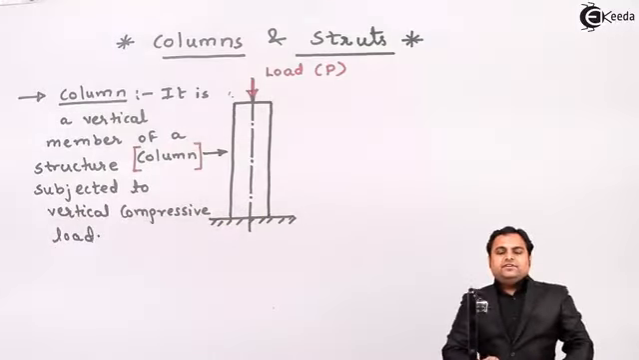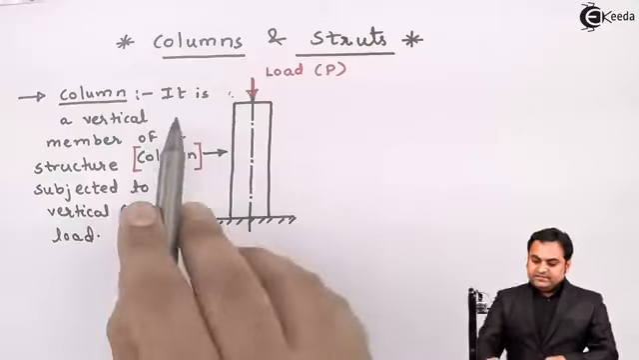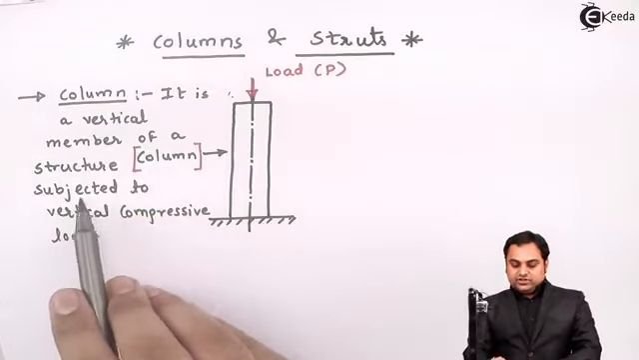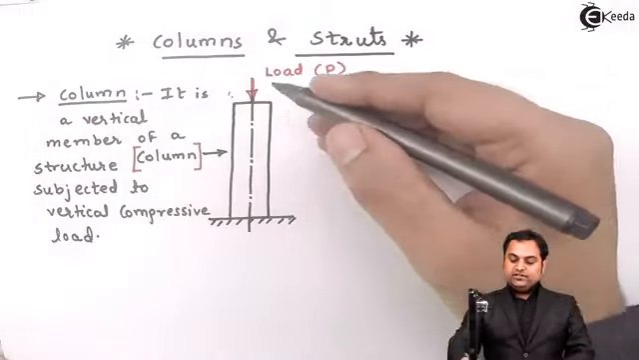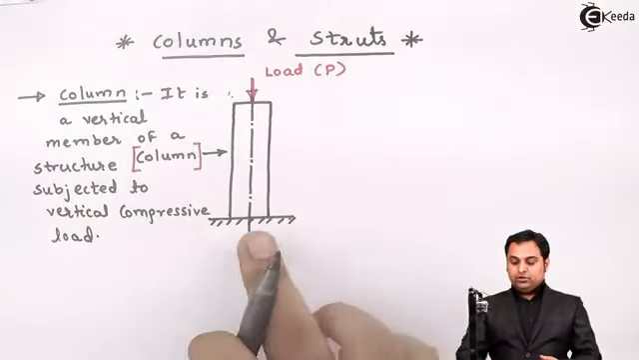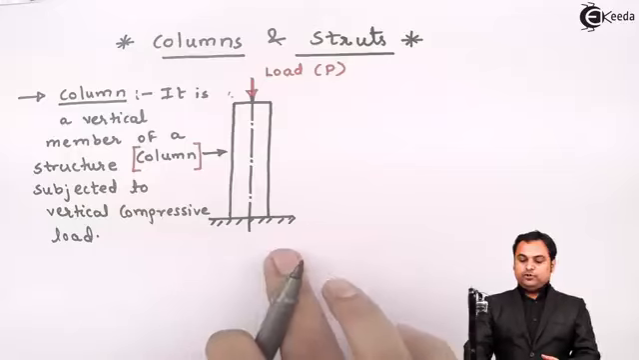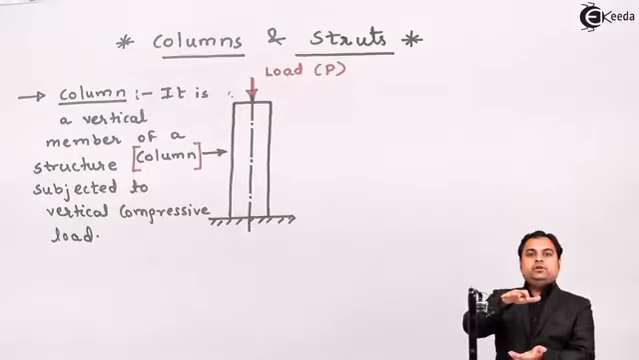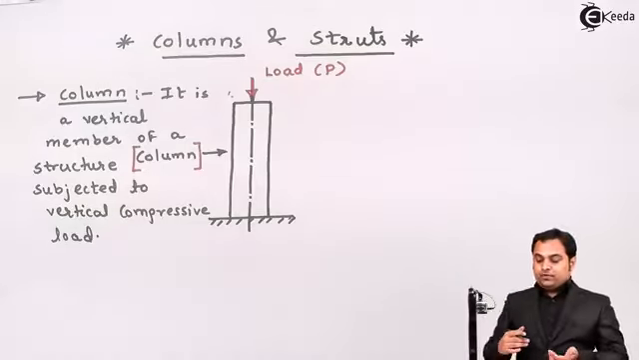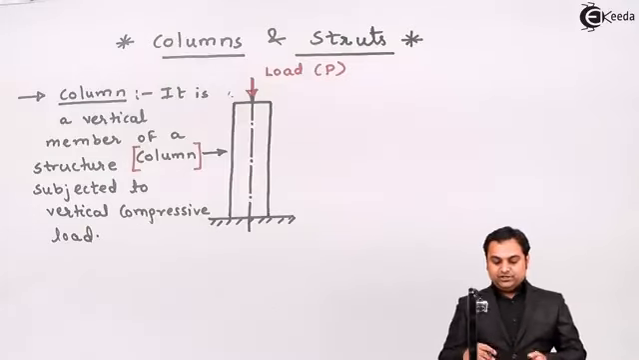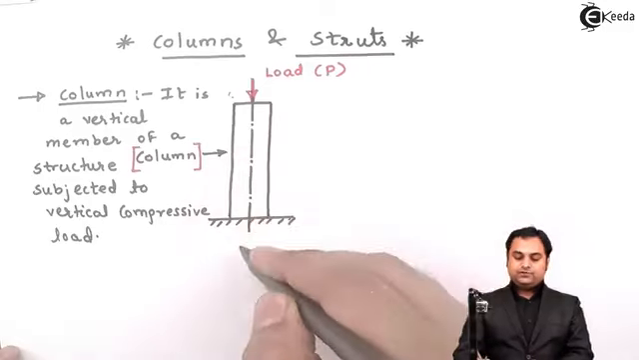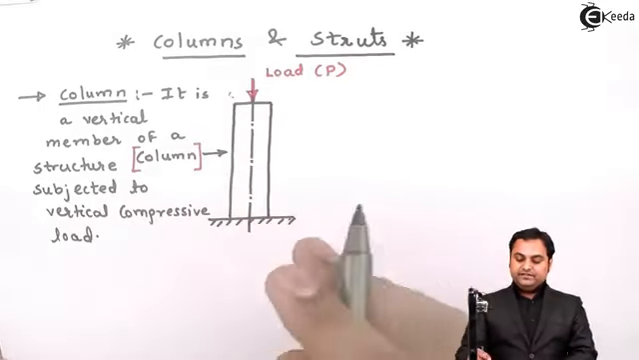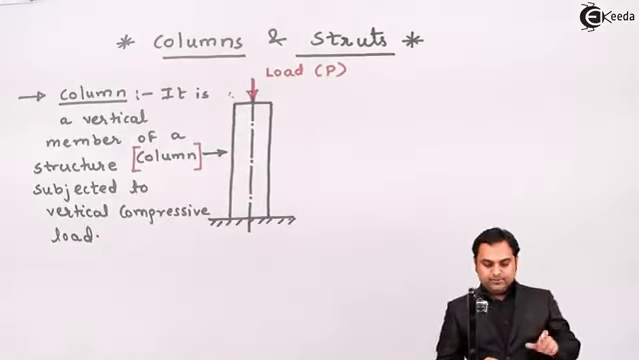So here I have written the definition of column, that it is a vertical member of a structure subjected to vertical compressive load. Here if we see, the load is acting in the downward direction, and the column is fixed to the ground at the bottom, so there is compressive load acting on the column. Suppose I am assuming that the load is passing through the axis of the column, and that will result in the compression of this column.